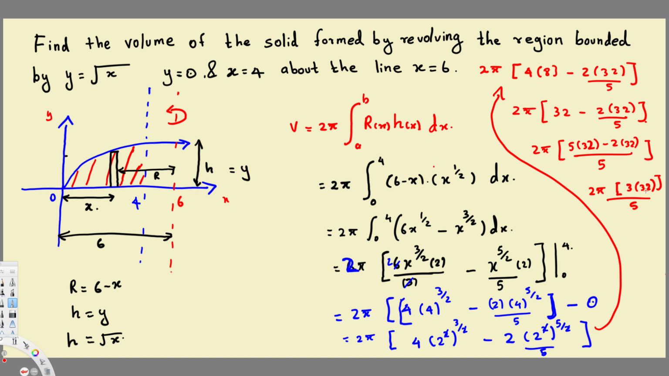So 3 times 32 is what? 3 times 32 is 96, right? 96 times 2, it's going to give us 192. So 192 pi over 5 is going to be the final answer.